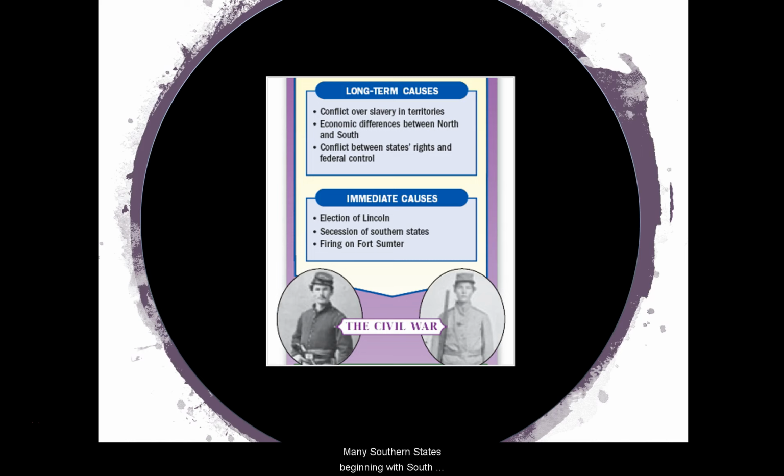Many Southern states, beginning with South Carolina, believe that this is it. And they leave. They secede from the Union. And then the final straw is the firing on Fort Sumter. Fort Sumter is a tiny little fort in the harbor of Charleston, and it's being kept by Northern troops. So Southern troops begin to fire on Fort Sumter to try to get the Northern troops to leave, and this becomes the first battle, so to speak, of the war.